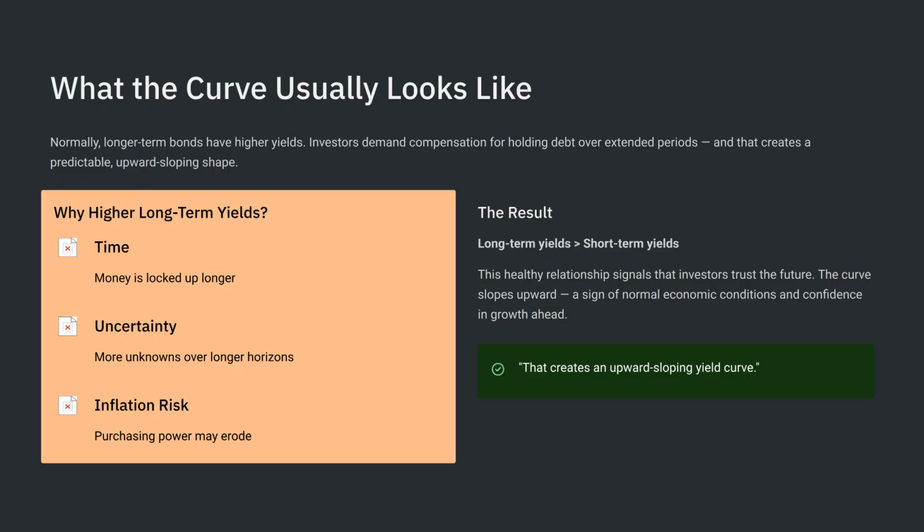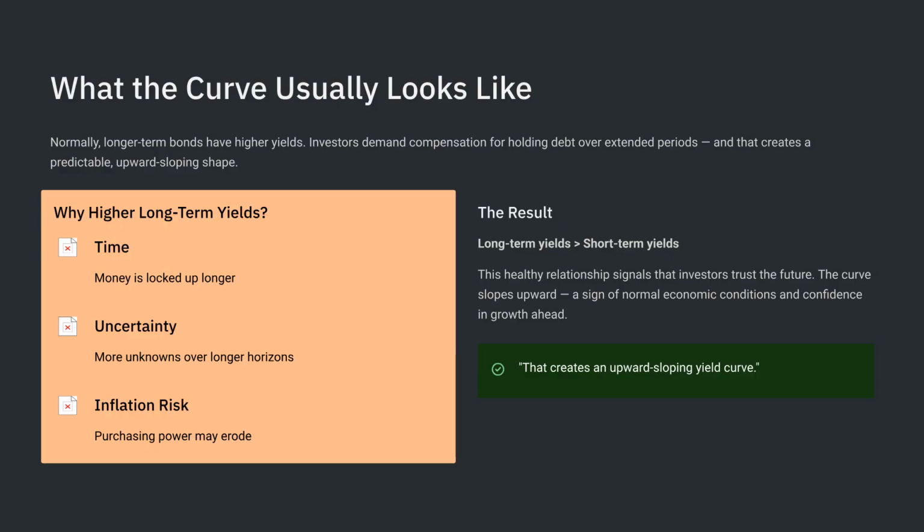Normally, the yield curve slopes upward, meaning long-term bonds usually offer higher yields than short-term bonds. But why? Because time creates uncertainty. If I lend money for 30 years instead of 3 months, I'm taking much bigger risks. Inflation could rise. The economy could change. Interest rates could move. My purchasing power could erode. So investors demand extra compensation for locking their money away longer. That's why long-term yields are generally higher.